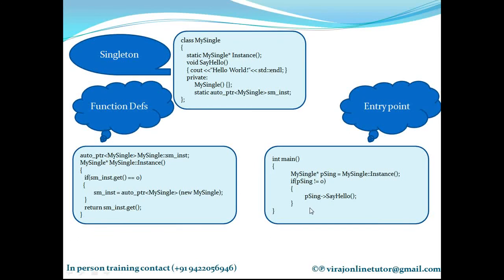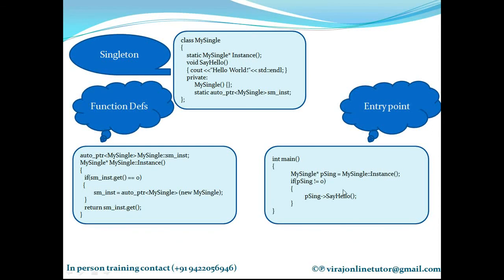So this is the main entry point. So I call the instance function. What will happen when I call the instance function for the very first time? This variable won't have anything, so it will create a new object and return a reference to it. Now this object is not equal to 0 because I already got the object. Then you invoke say hello for that object. Say hello will print hello world on the screen. Simple.